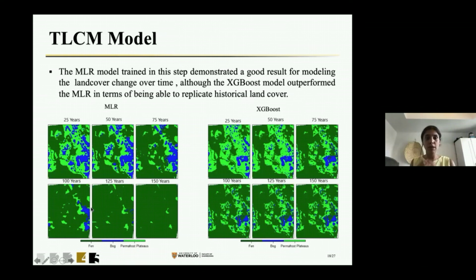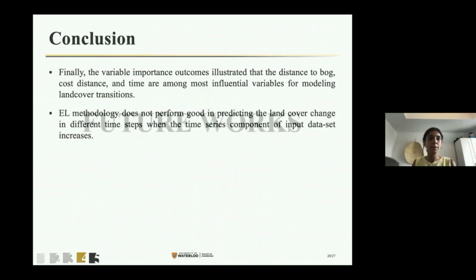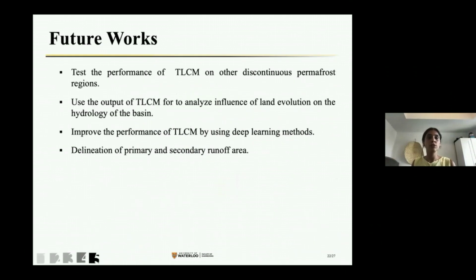And we showed that the XGBoost model, although it outperformed the MLR in terms of replicating historical land cover, MLR captures the correlation between time and a spatial variable better than XGBoost. And this is a time series prediction by MLR over 200 years time step in Scotty Creek Research Station. And for the future, we are going to use this model on other case studies to see the performance and analyze the effects of land cover change on hydrological features. Thank you.